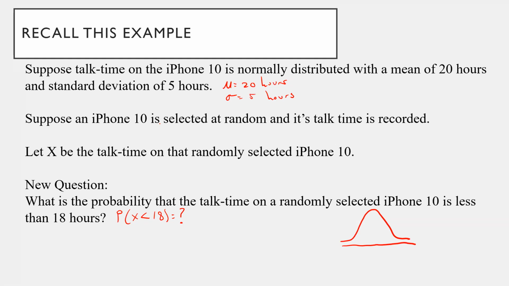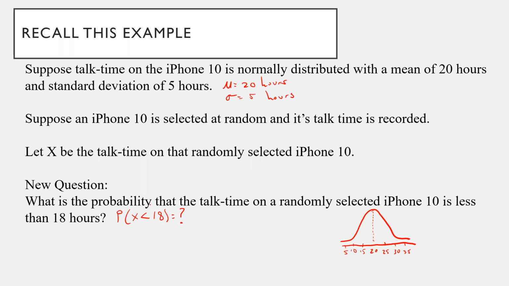All right, so now you're going to draw the normal curve. It's going to be centered at 20. All right, and you're going to add some standard deviations. You get 25, 30, 35. You're going to subtract. You're going to get 15, 10, and 5.